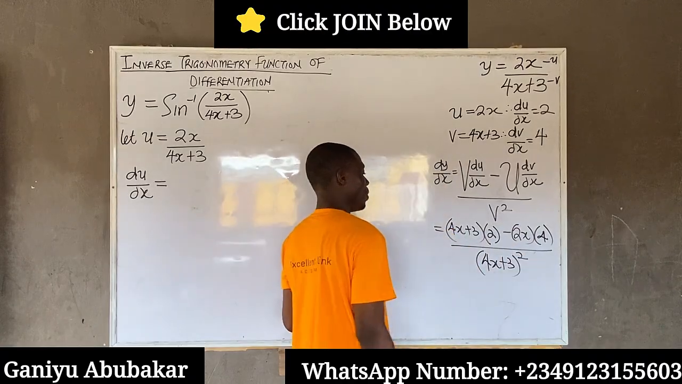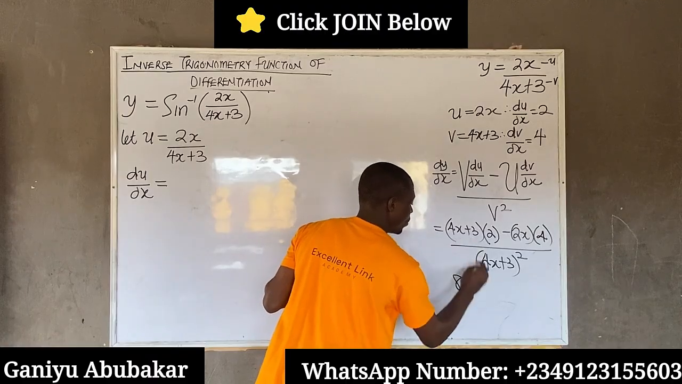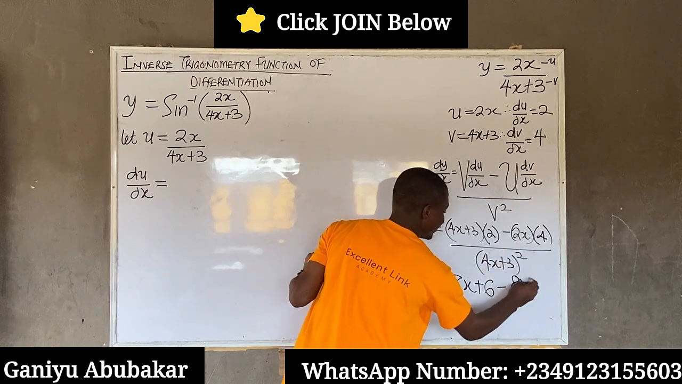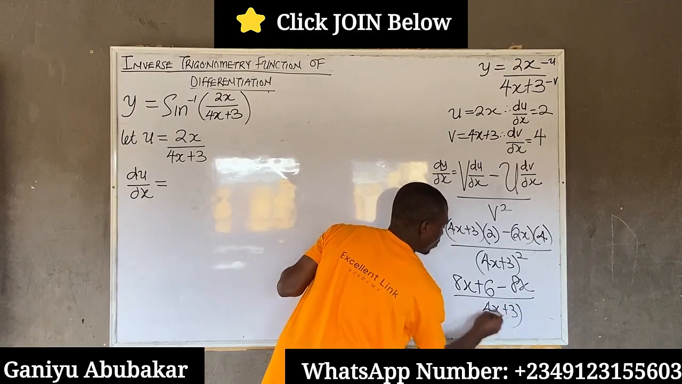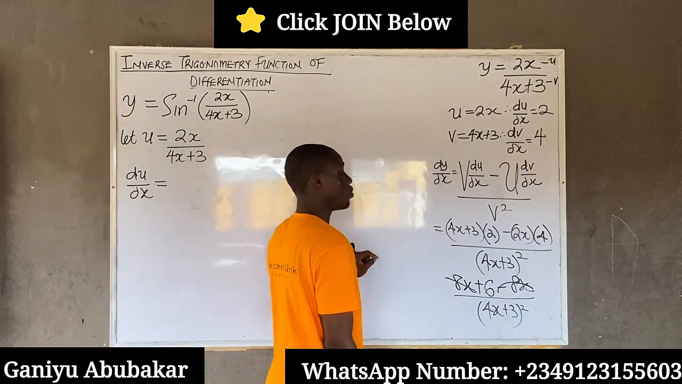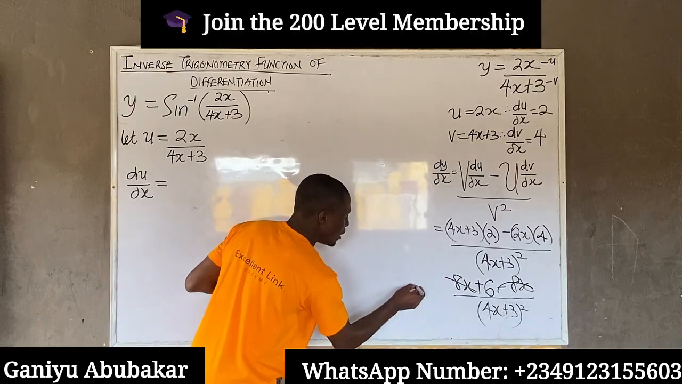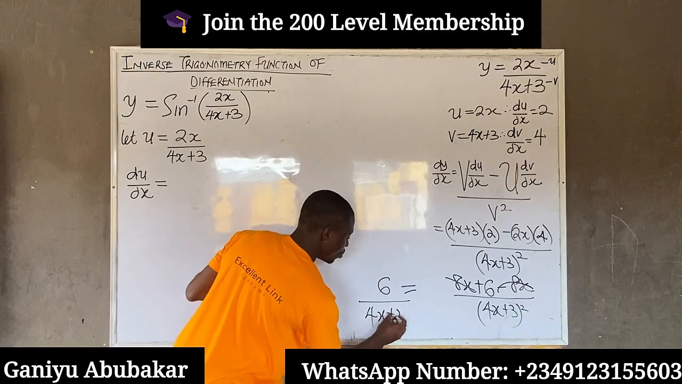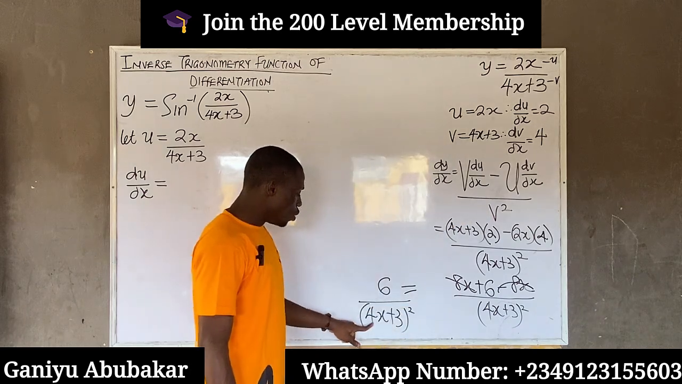Use this 2 to expand the bracket here. That gives you 2 times 4x gives you 8x plus 2 times 3 gives you 6. This is minus 4 times 2x gives you 8x, all over 4x plus 3, all squared. Observe that plus 8x will cancel out minus 8x, giving you 0. It means I'll be left with just 6 over 4x plus 3 all squared.